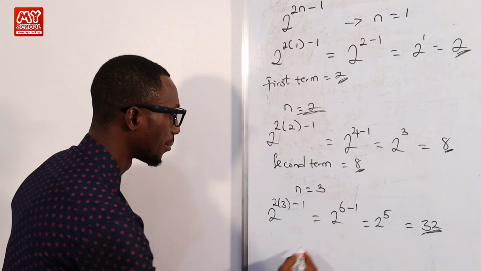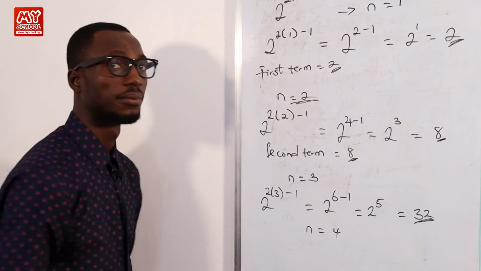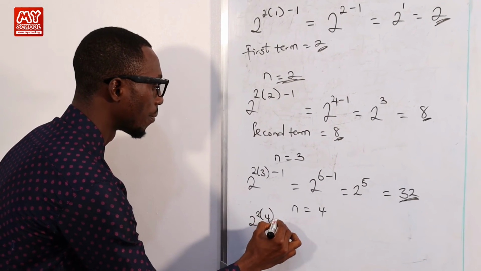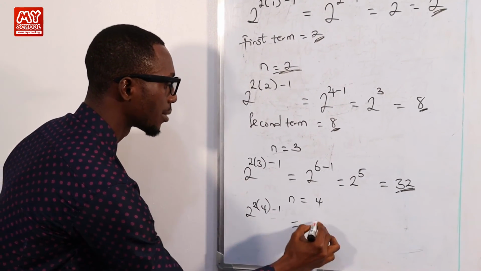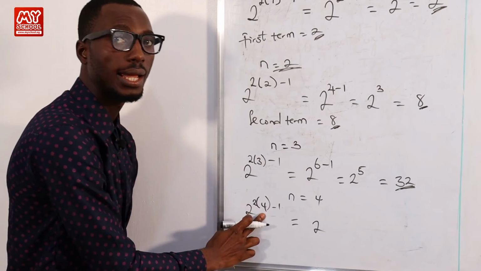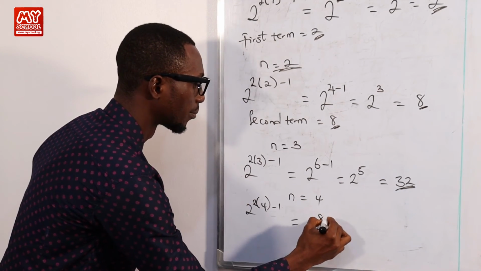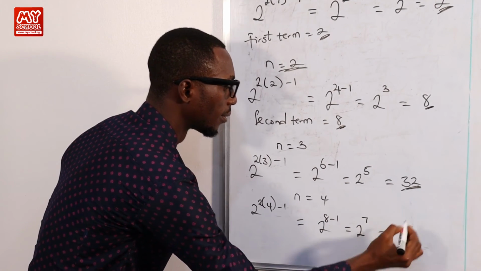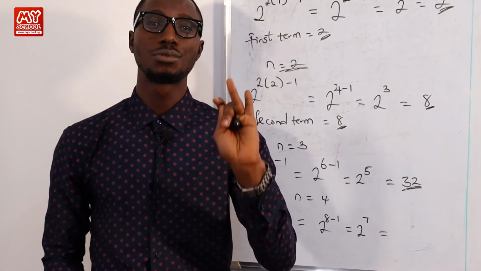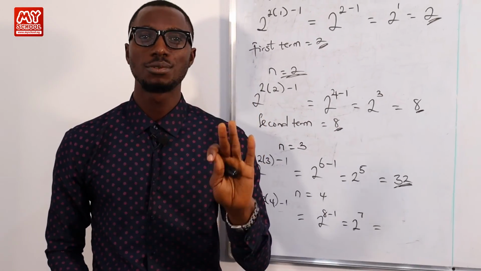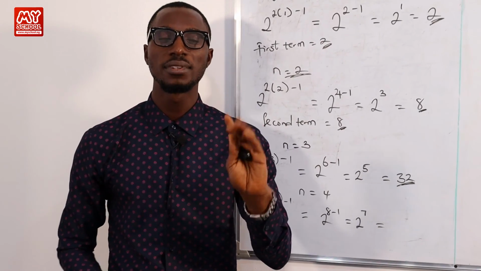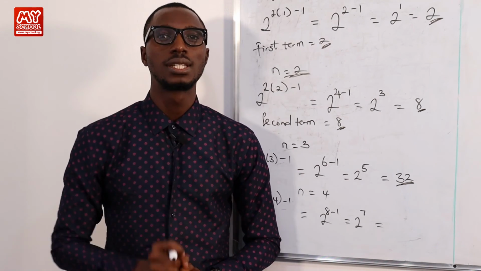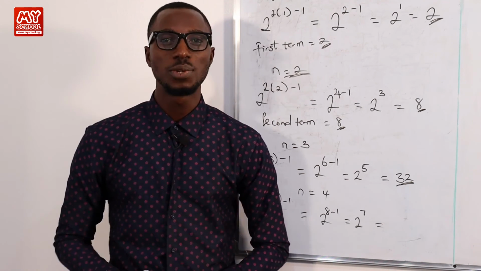Then for the fourth term, that is n equals 4, we have 2 raised to power 2 into bracket 4 minus 1, which equals 2 raised to power 2 times 4, 8, minus 1. That's 2 raised to power 7. And that is 2 times 2, that's 4, times 2, 8, times 2, 16, times 2, 32, times 2, 64, times 2, 128.